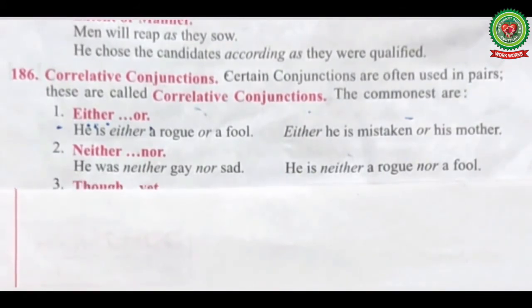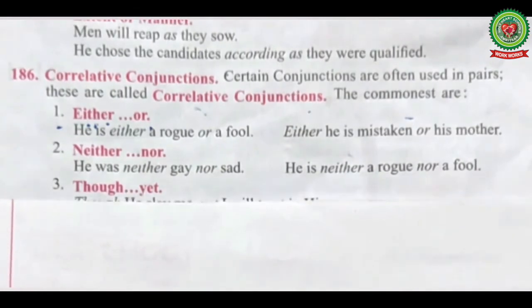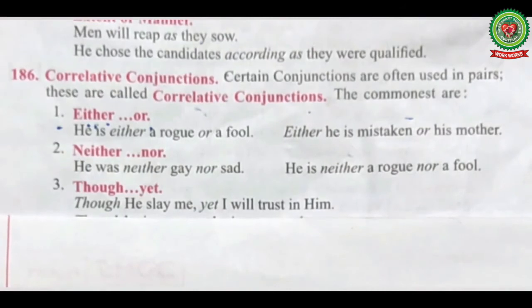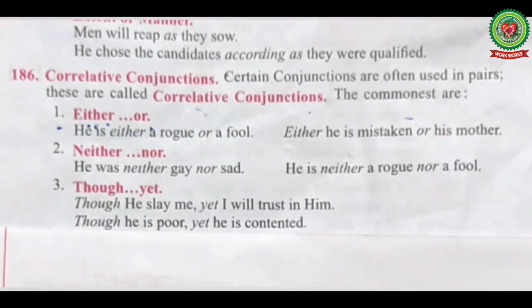The next pair of correlative conjunctions we have is though, yet. When we have contrasting ideas in a sentence, we use though, which is followed by yet. For example, though he slay me, yet I'll trust in him. Slay means kill. Though he is poor, yet he is contented.